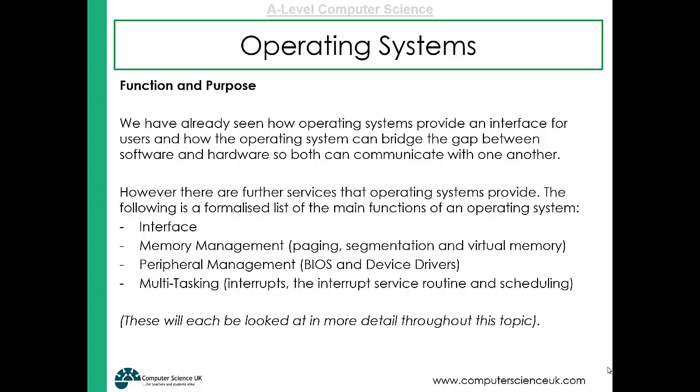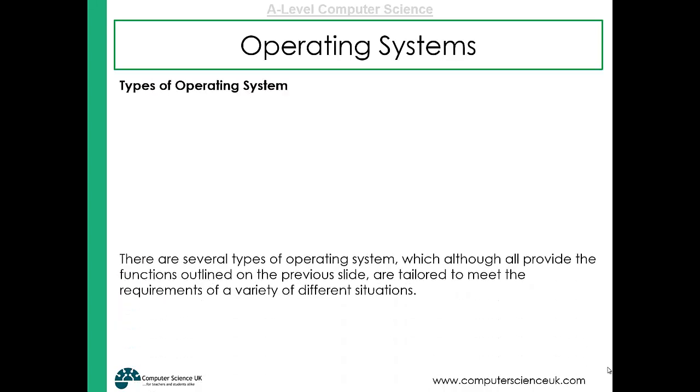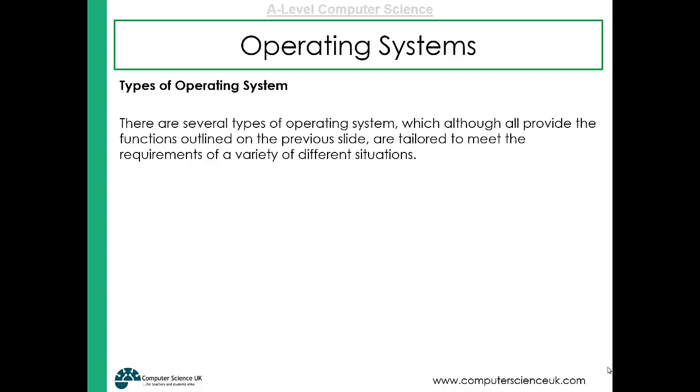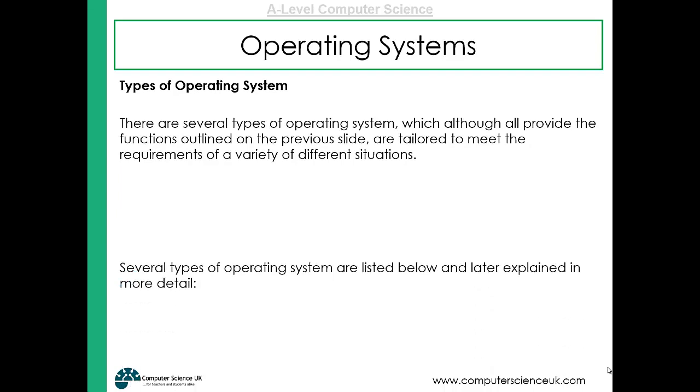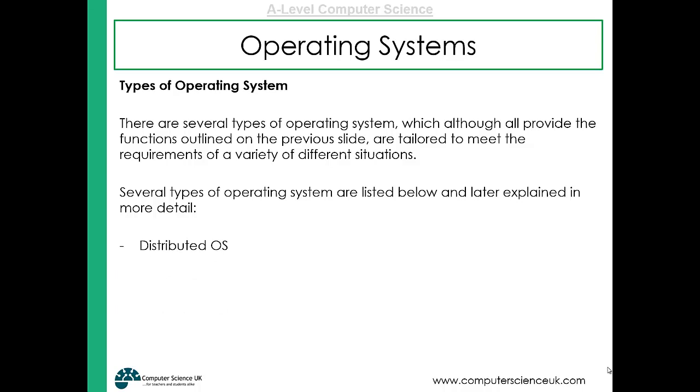But before we do that, we'll have a look at different types of operating system first of all. Then we'll look at each of the services that the operating system would provide, regardless of the type of operating system. So there are different types of operating system. You've got distributed OS, embedded OS, multitasking, a multi-user operating system, and a real-time operating system.